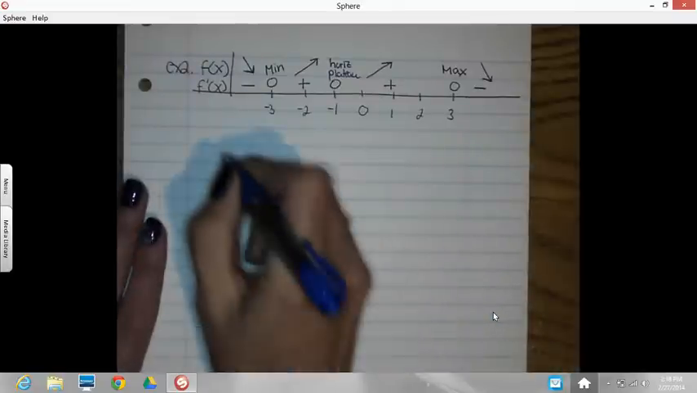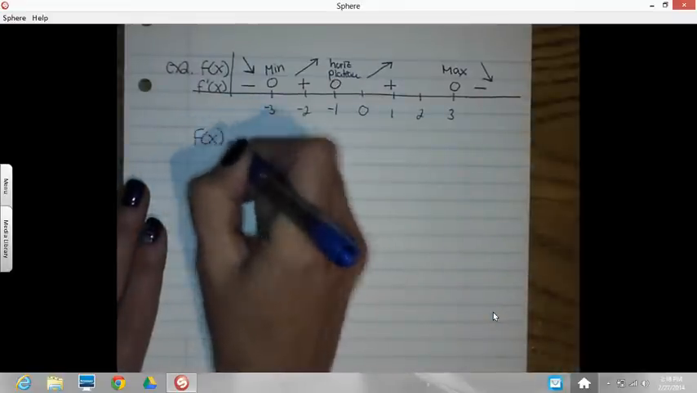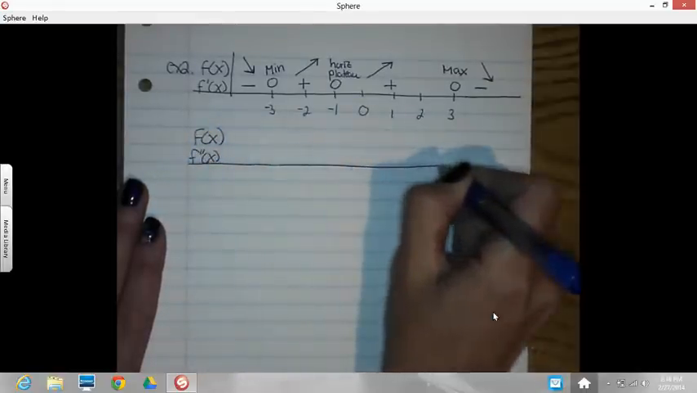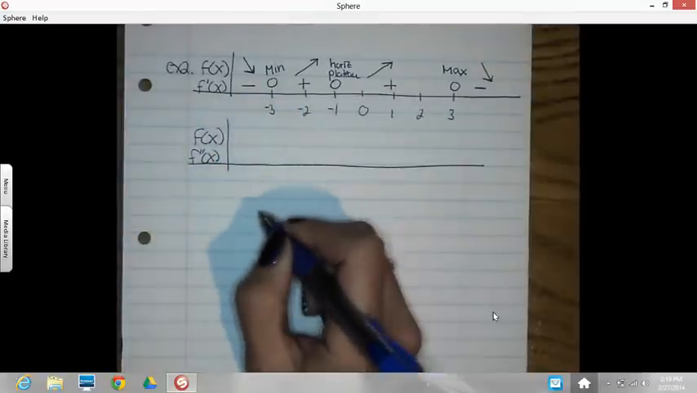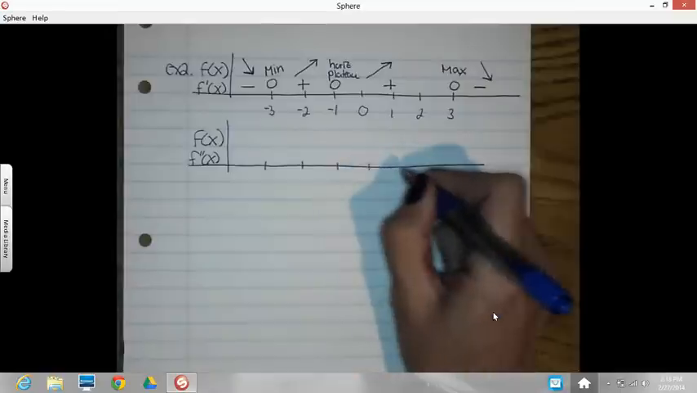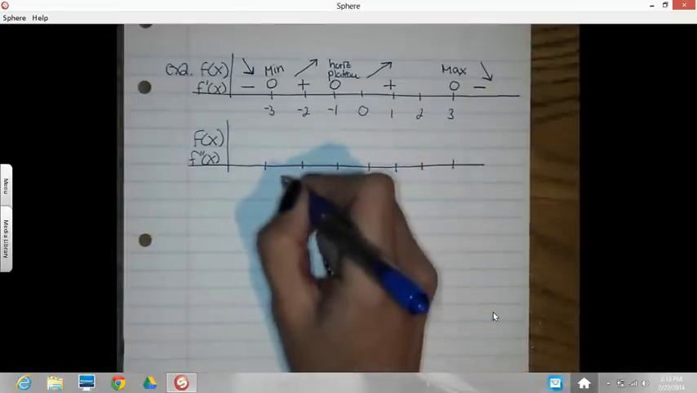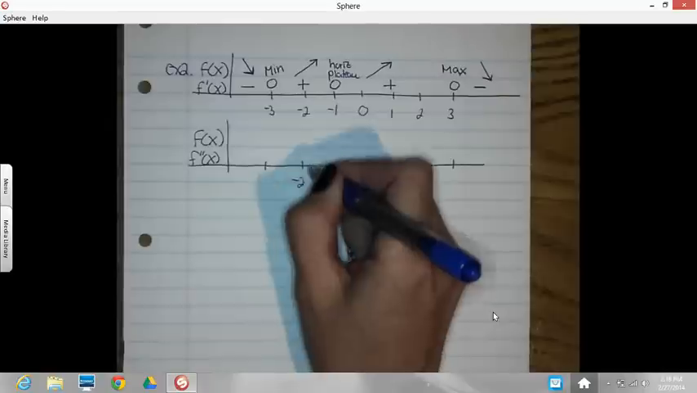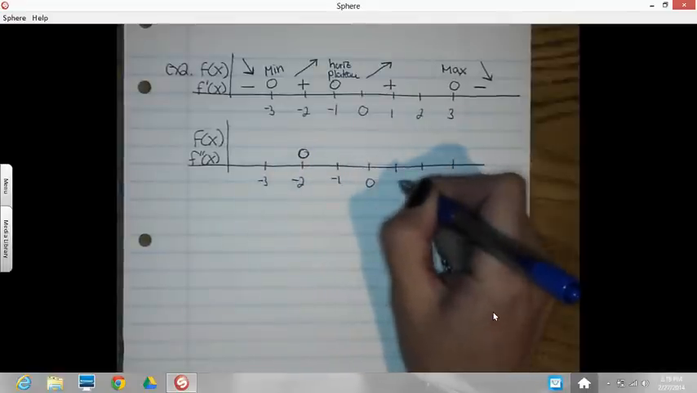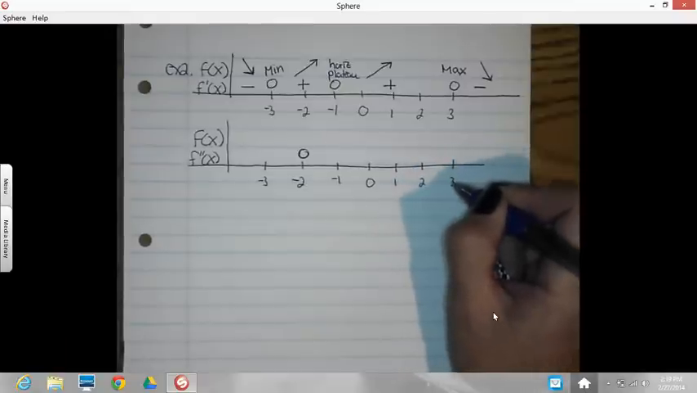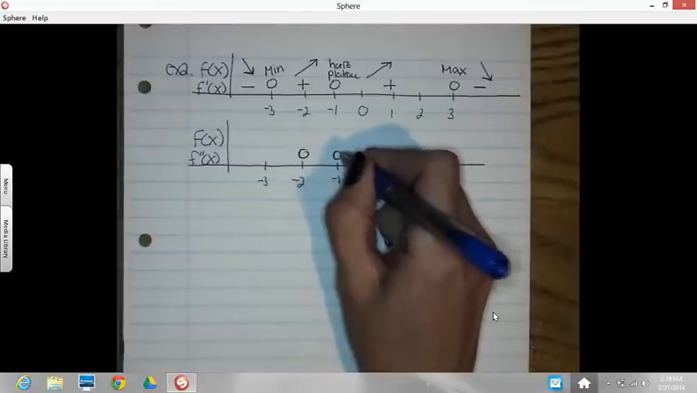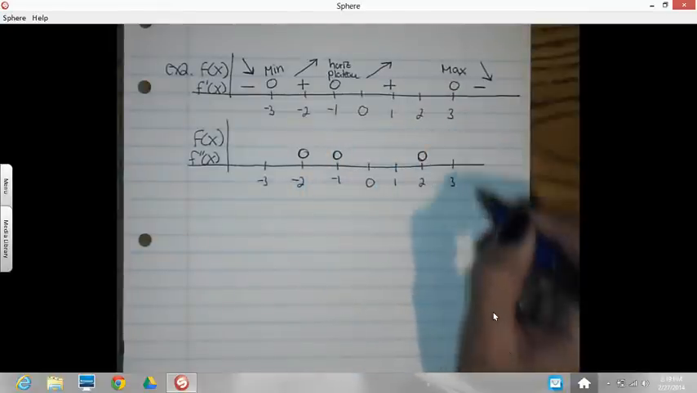Okay, the second one. F of x, you can fill it in. F double prime of x will be all given to you. Keep the same values here. This time at -2, the second derivative is 0. I'm going to put the numbers in here. -3, -1, 0, 1, 2, 3. Between -2 and -1, oh no, I got a 0 here. And then I got a 0 here. 3 spots on the second derivative.